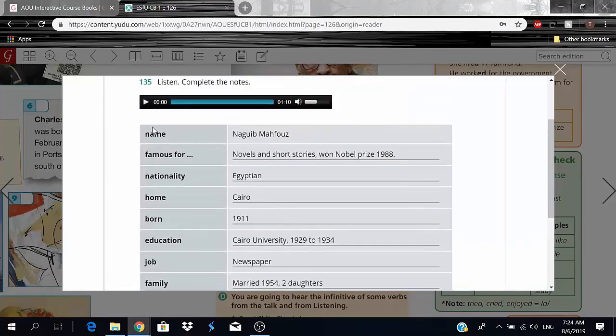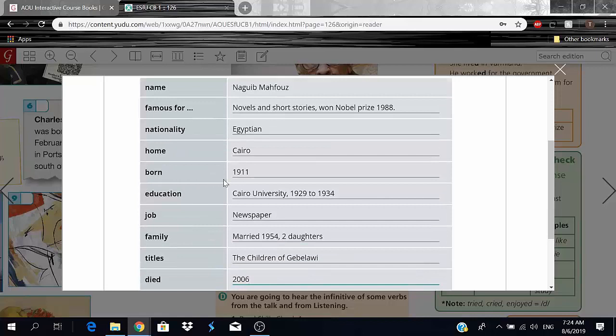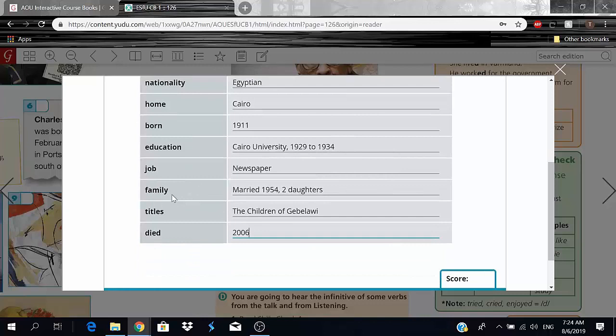Okay, you guys? So, his name was Naguib Mahfouz. He was famous for novels and short stories, won Nobel Prize, 1988, nationality, Egyptian, home, Cairo, born in 1911. His education was in Cairo University from 1929 to 1934. His job, he worked in a newspaper company. Family, he got married in 1954 and had 2 daughters. Titles, her favorite book based on the girl in the audio was The Children of Jibalawi. And finally, he died in 2006.